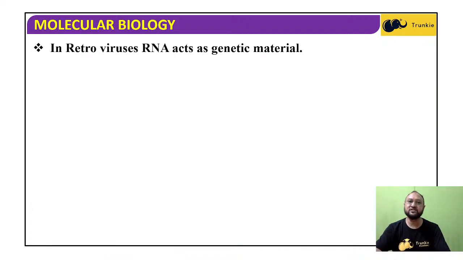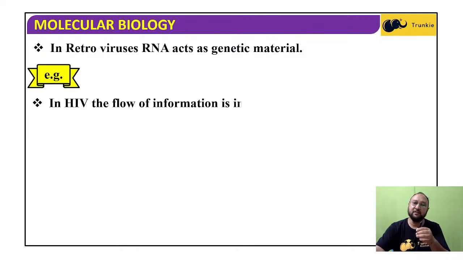In retroviruses, RNA acts as the genetic material. As I told you earlier, DNA is the main genetic material in almost every organism, but in a few organisms like viruses, RNA acts as the genetic material.